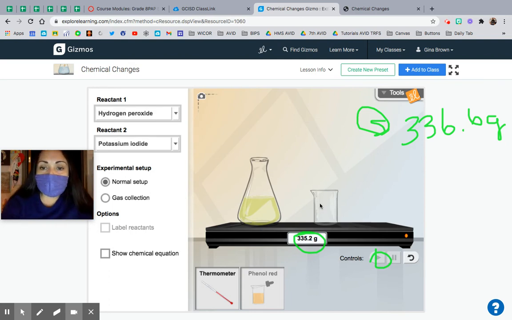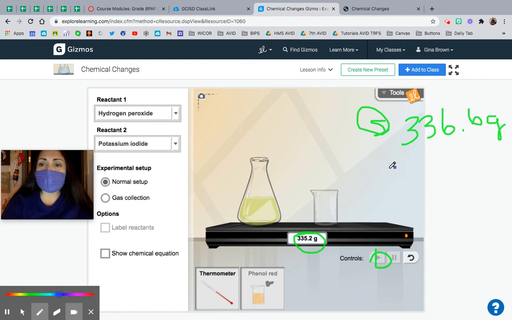So I'm going to hit play, and then you notice it went in. I'm going to hit replay so I can see it again. It goes in, and it goes from a yellow to a brown. There's bubbling, there's fizzing, and then it turns back yellow again. And then notice the mass is 335.2.